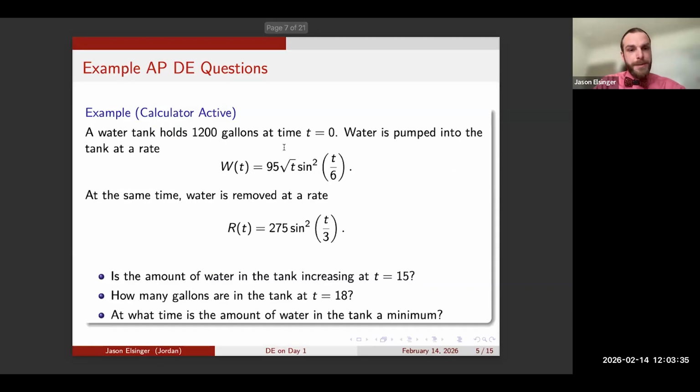Here's another example that requires a calculator, which has this mixing problem sort of feel to it. We have a tank and rates are coming in and out, and both rates are variable, and students are meant to use Desmos to put together an integral to describe the number of gallons in the tank or intersections between these curves to find the minimum.